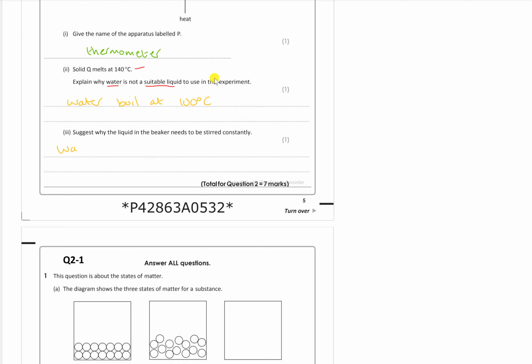Right, to distribute the heat evenly, to keep the liquid at an even temperature.